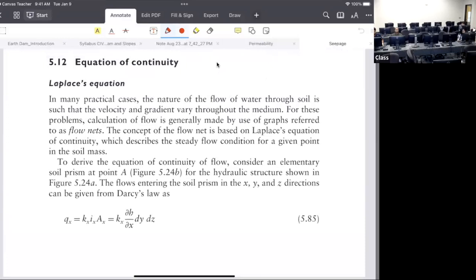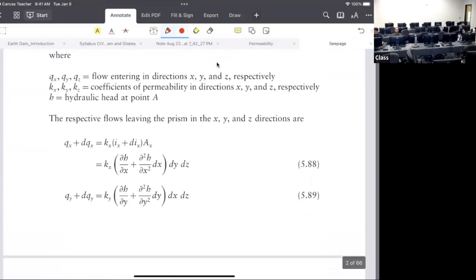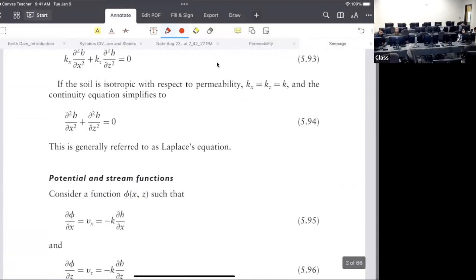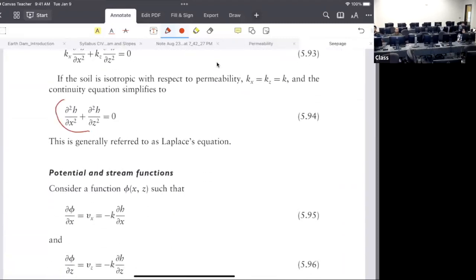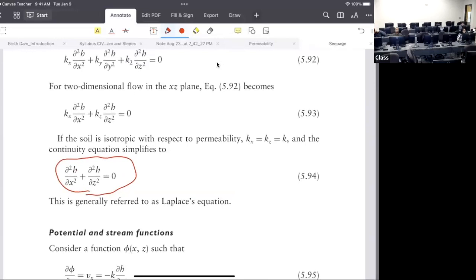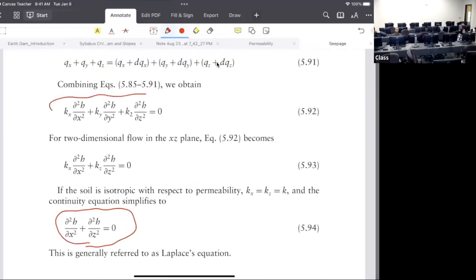We already know that Q equals KIA, we discussed before, right? So we can use that formula, and ultimately this is the Laplace equation, which is a differential equation to solve the problem. It becomes the changes in the head with the different permeability. Basically, the two-dimensional or the three-dimensional equation looks like this. It says kx, ky, kz. So far, we are talking about only k, not kx, not ky. But now we have kx, ky, and kz.